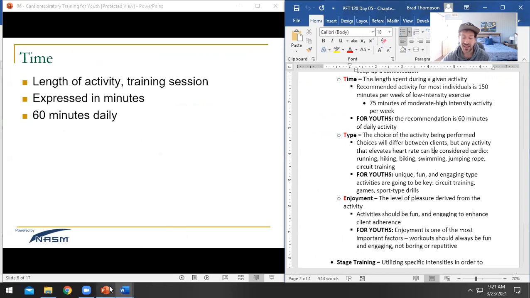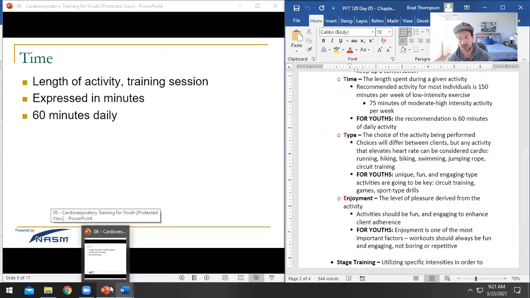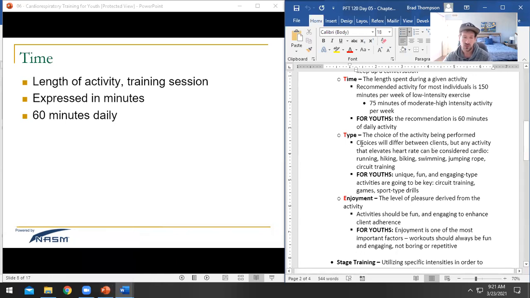So if we're doing 60 minutes a day, we know that we're definitely not aiming for high intensity there, right? Not that youths are very good at high intensity anyways. Remember, high intensity is going to rely on our anaerobic training, and youths don't really have a great anaerobic engine. They're very good at aerobic. Aerobic is low intensity. Get them active 60 minutes every single day.